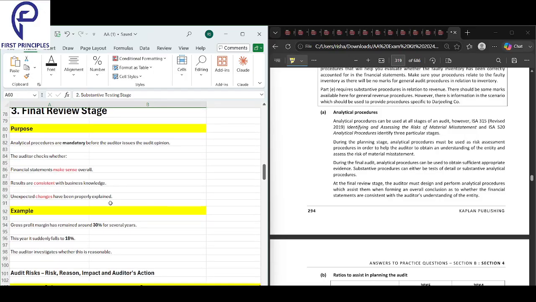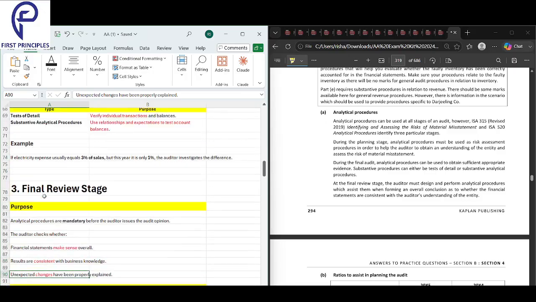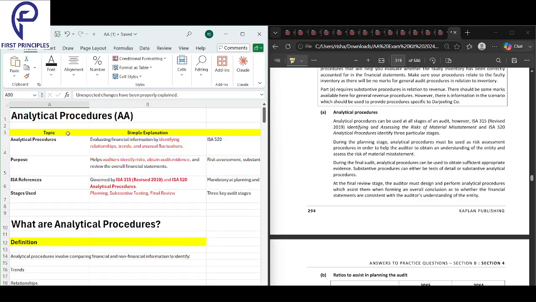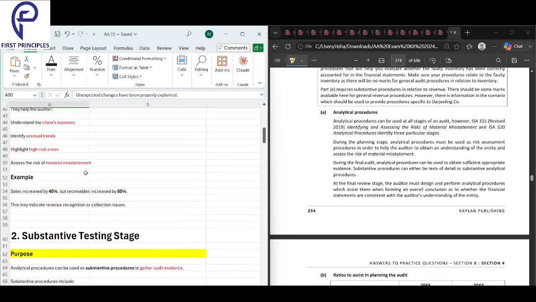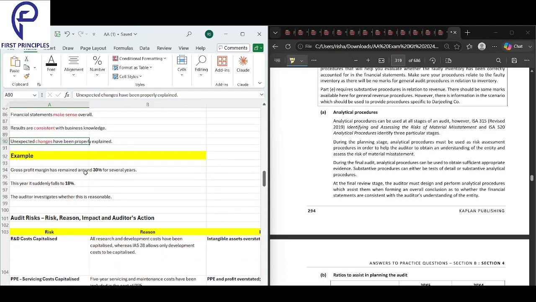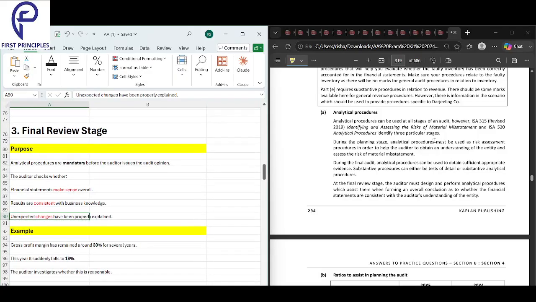In the final stage, how is it used? It is used to make sense, to make sure the results are consistent with the business knowledge, and to look into any unexpected changes that may have been properly explained. So three things we have understood: what analytical procedures are, how they are used, and the stages in which they are used, and each stage we have looked into in good detail. Okay, so that is pretty much the first part of the question.